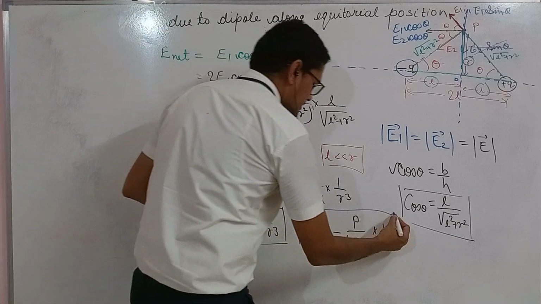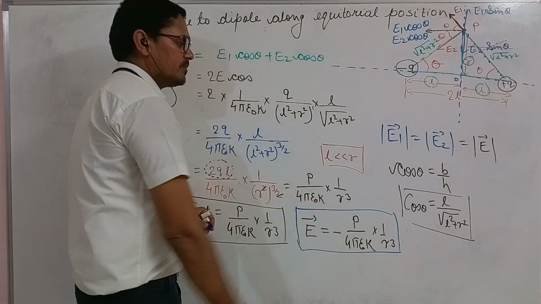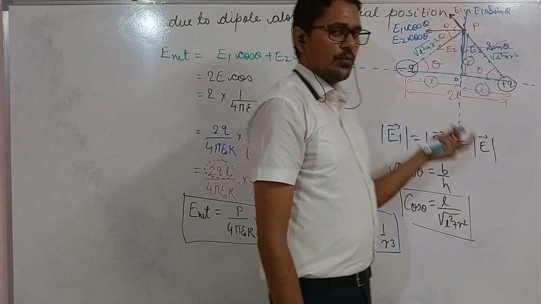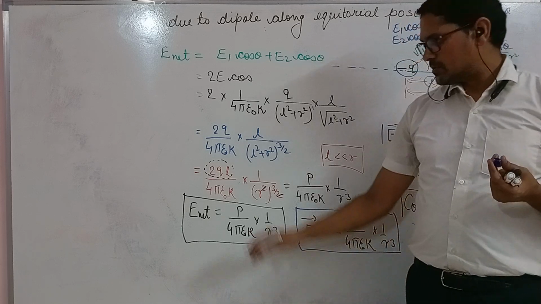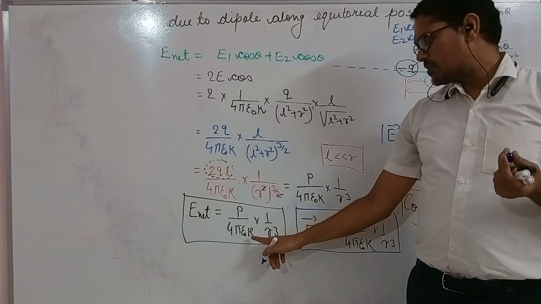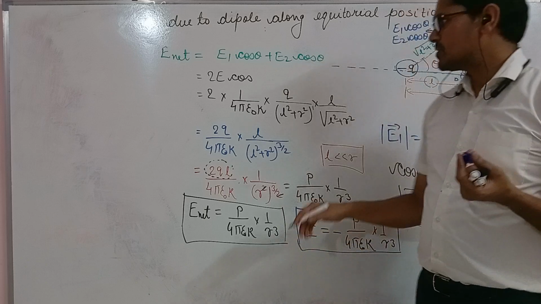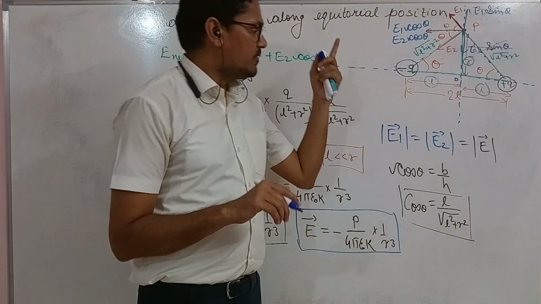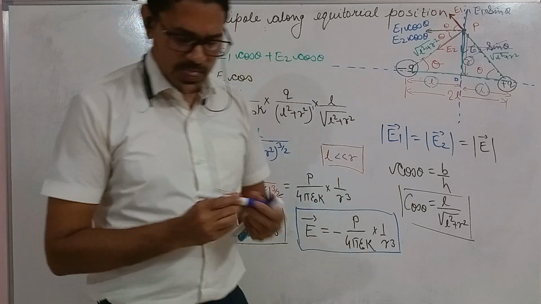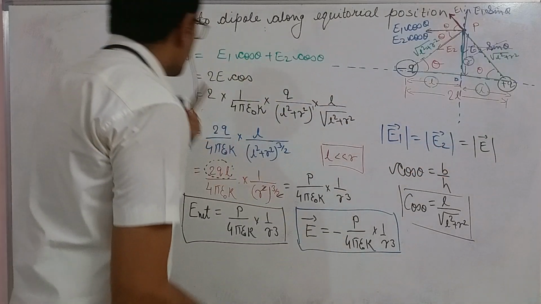Now, if you are keeping the same dipole in vacuum or in air, in that case the K would become 1. So the formula remains the same, only we have to replace this K with 1. So this is the whole equation we have for finding out the electric field along the equatorial position. Let's move to another topic.